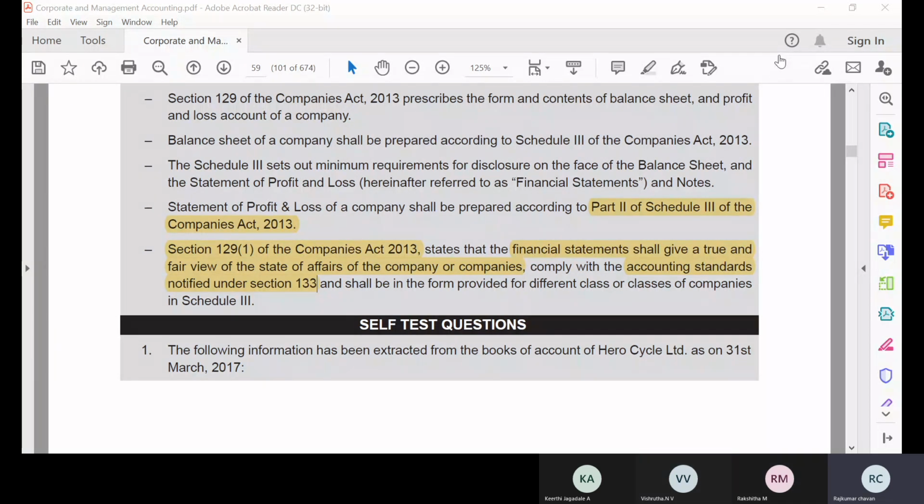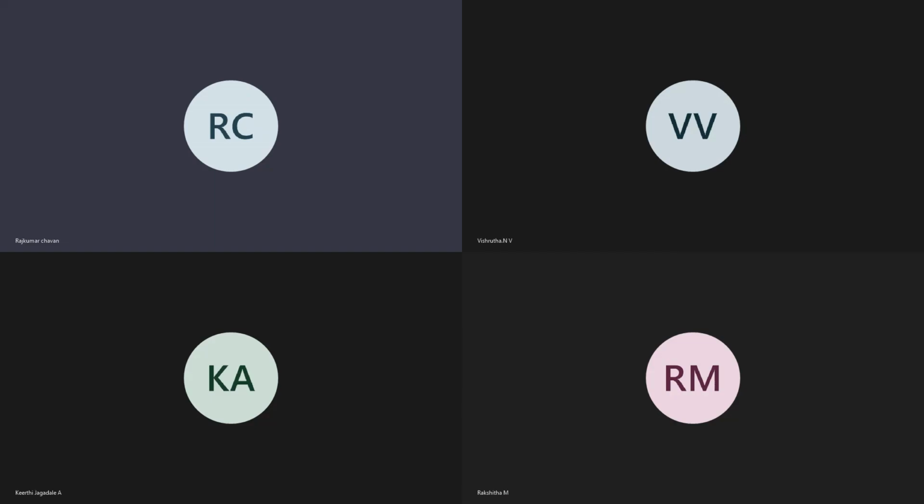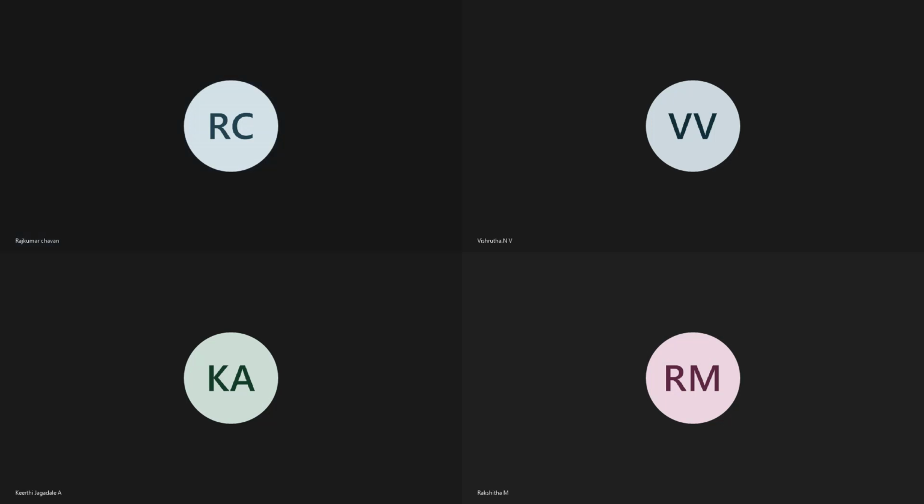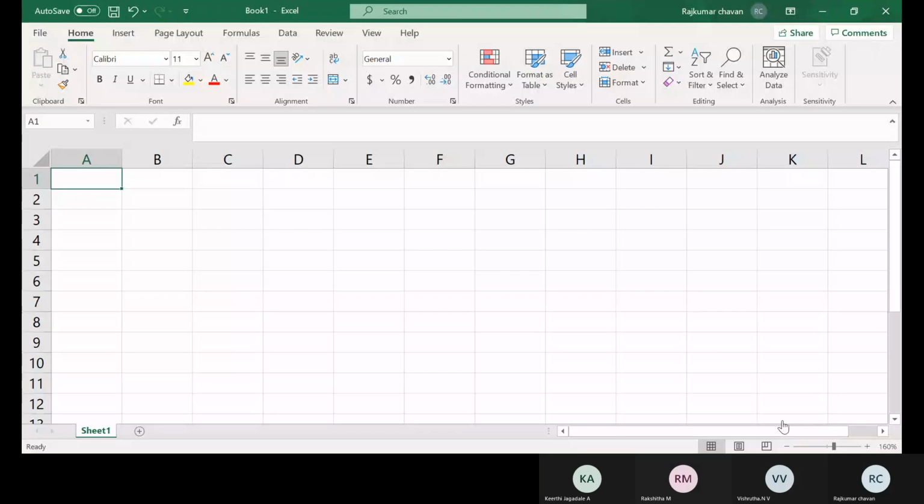Yes, sir. Okay, so now I'm going to start with the next chapter, that is chapter number 3, accounting for share capital. That was all about your second chapter. I'll just share my screen. So the third chapter which we are going to discuss now. Okay, just give me a confirmation. Can you see my screen? Yes, sir. Okay.